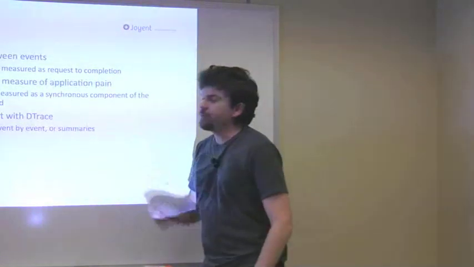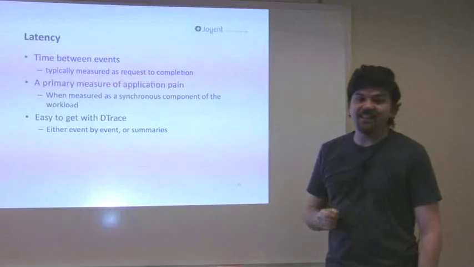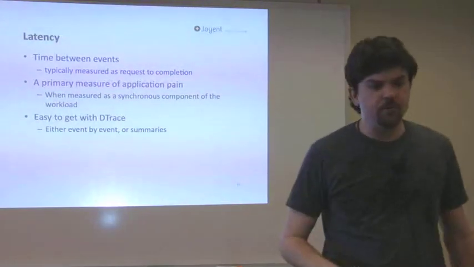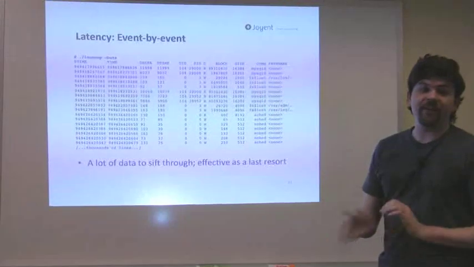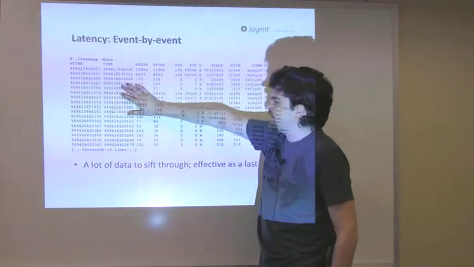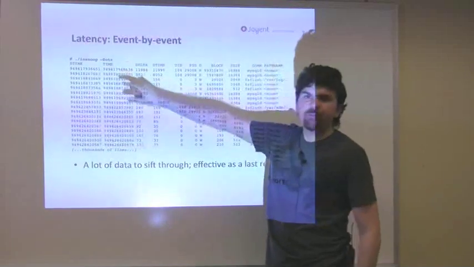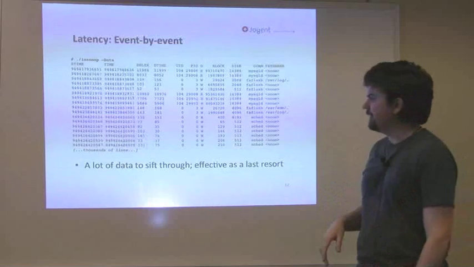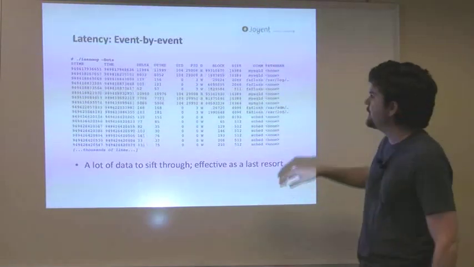Fetching latency from arbitrary points inside an application is easy to get with DTrace, either event by event or with summaries, whatever you need to answer the question. To illustrate, this is what it can look like for event by event latency. Here I'm running a DTrace script I wrote called iosnoop. iosnoop's actually available on Mac OS X now. If you're the root user, you can run it.